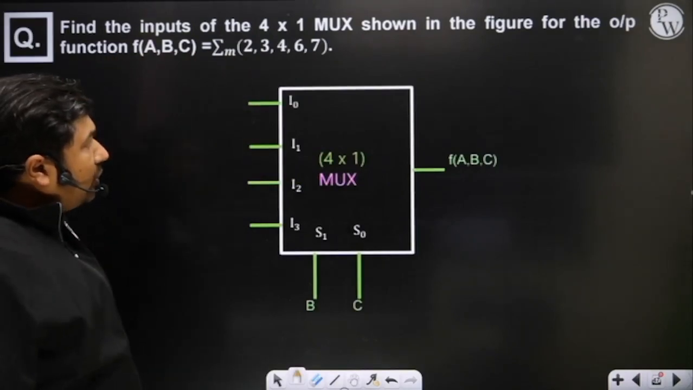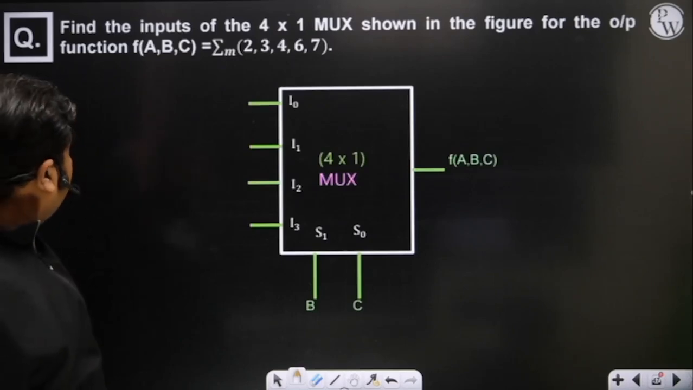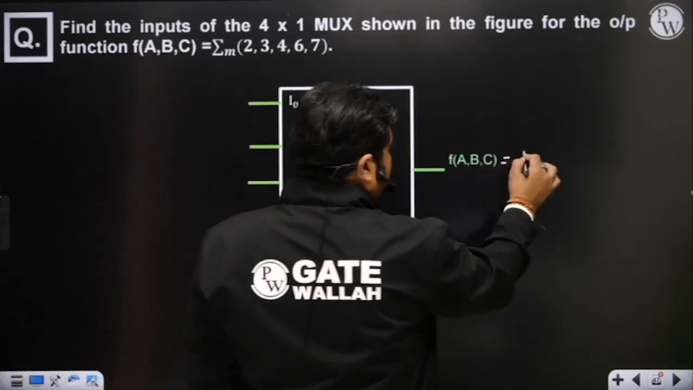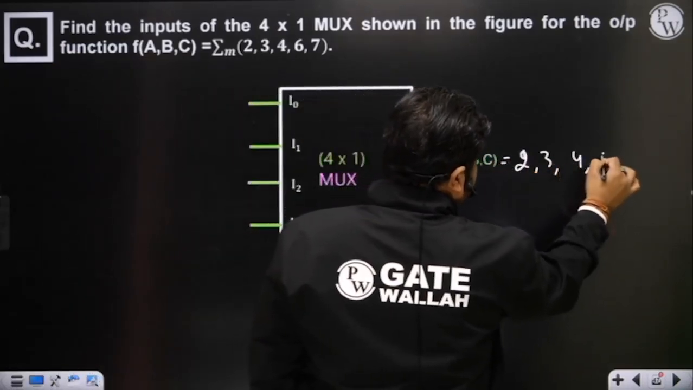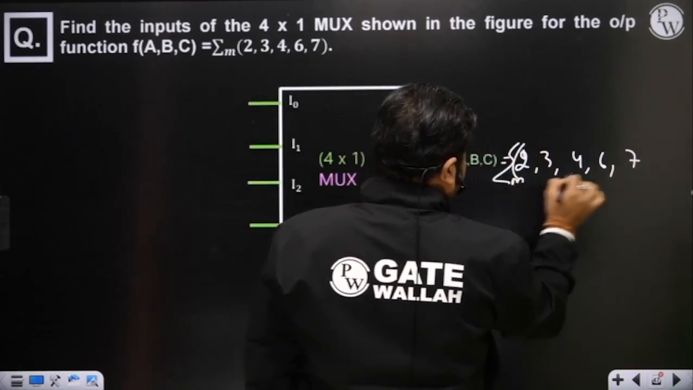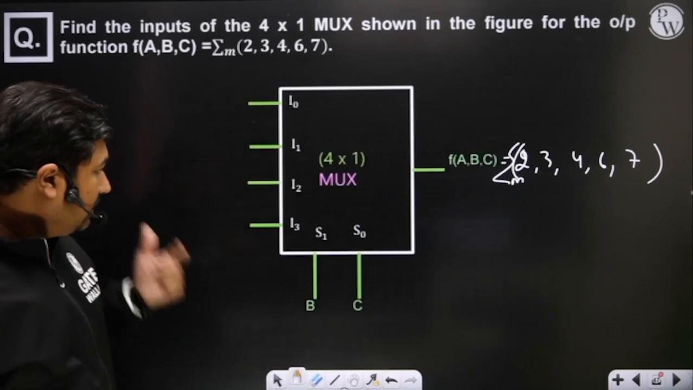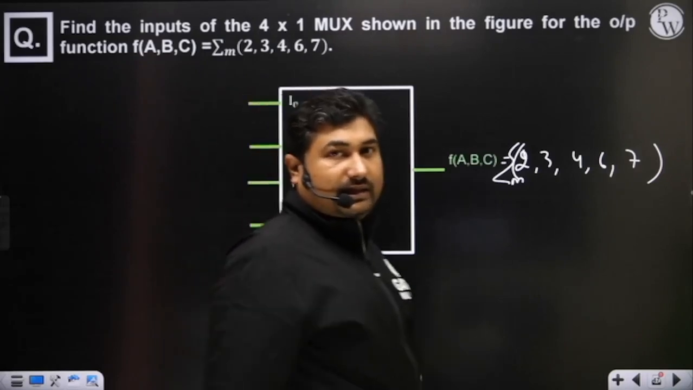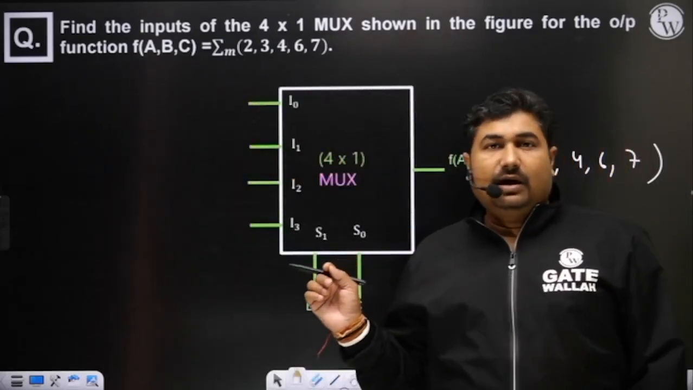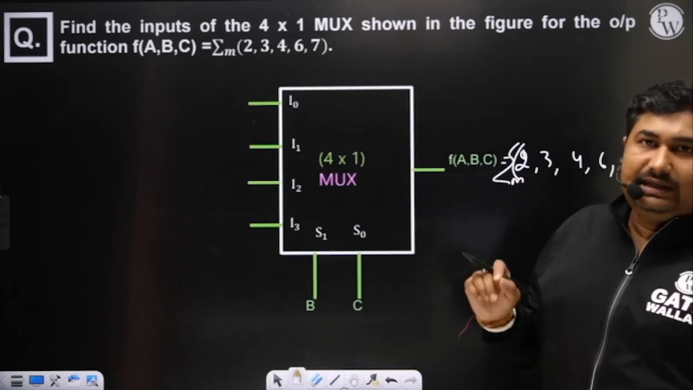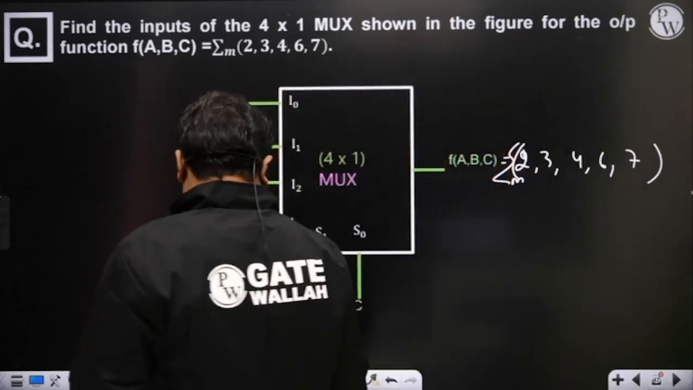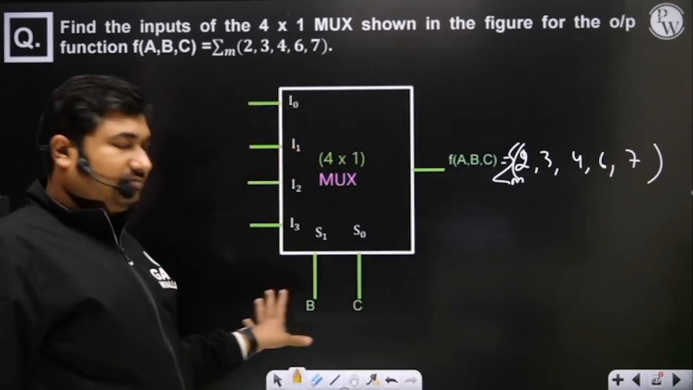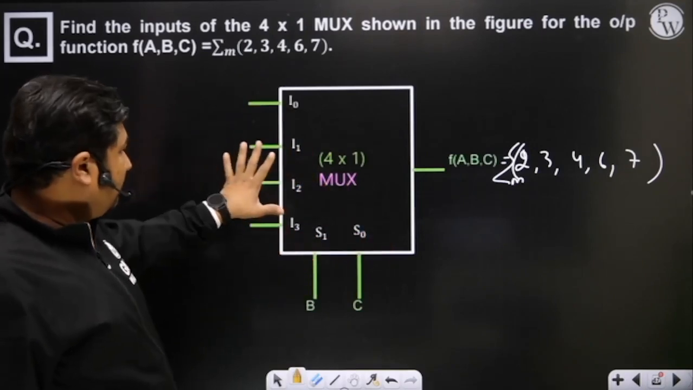Find the input to the 4 cross 1 multiplexer shown in the figure for the output function, summation of m 2, 3, 4, 6, 7, you need to get. It is given BC. You need to find the inputs I0, I1, I2, I3, and in the options they will mention terms like A bar, A, B bar C, and so on, and they will highlight the input pin. I haven't represented the options because otherwise this entire board is going to be filled. So I'm just representing the question.